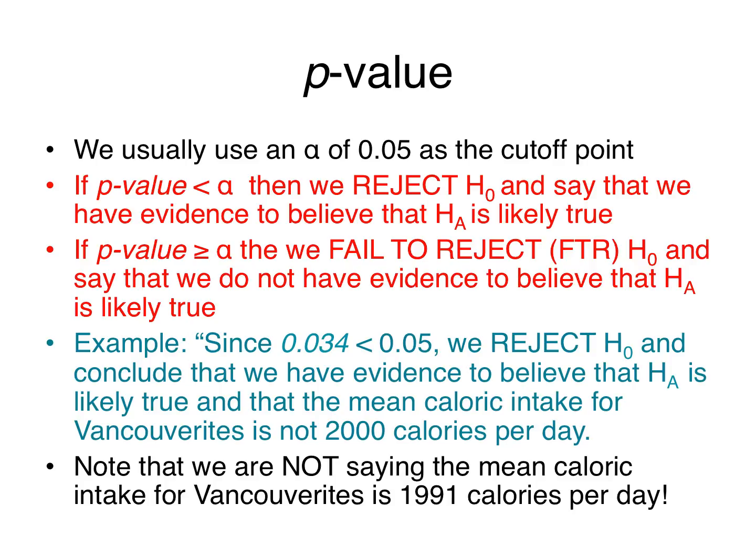per day. Note that we're not concluding here that the caloric intake for Vancouverites is 1991 or that we prove that our alternative hypothesis is true, but just that we have evidence to support our alternative hypothesis that their caloric intake is different from 2000.